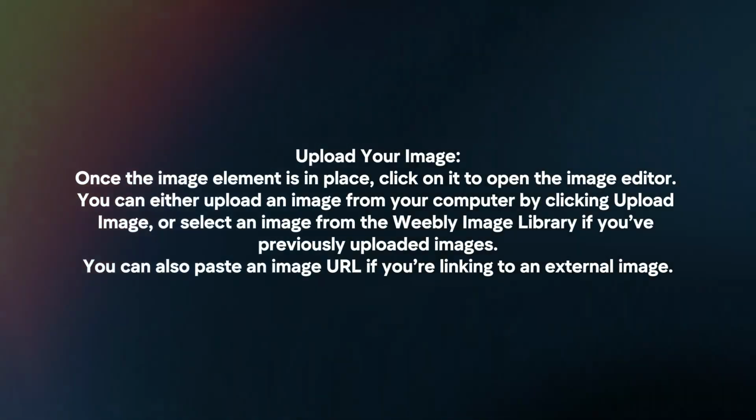Upload your image. Once the image element is in place, click on it to open the image editor. You can either upload an image from your computer by clicking Upload Image, or select an image from the Weebly image library if you've previously uploaded images. You can also paste an image URL if you're linking to an external image.